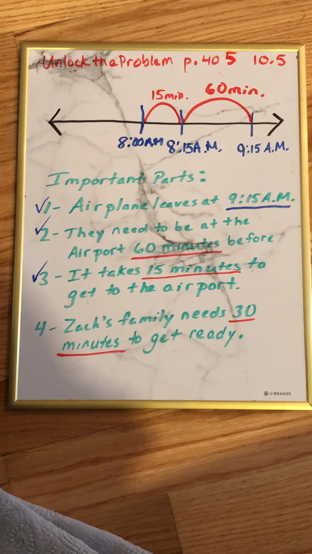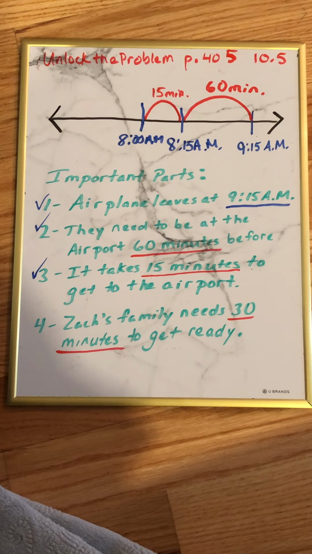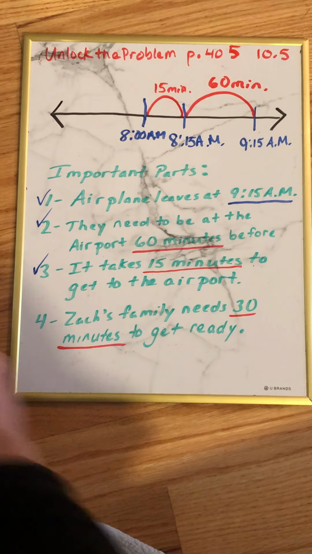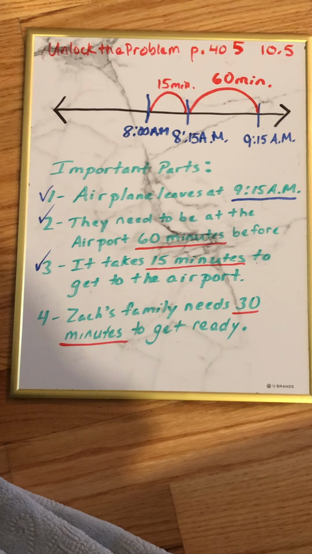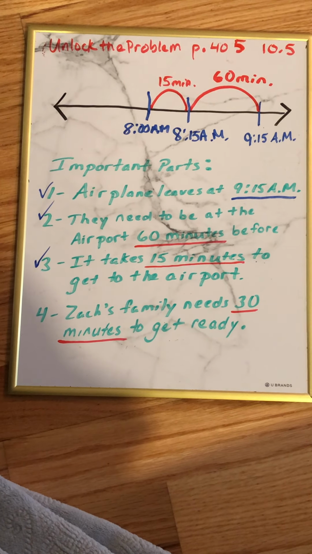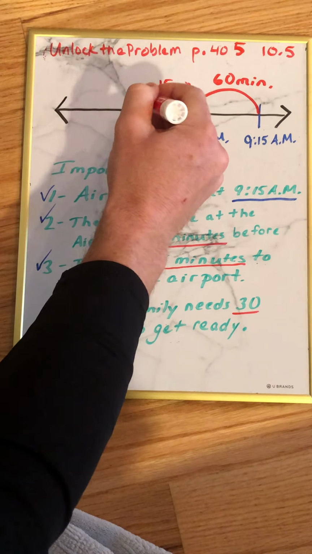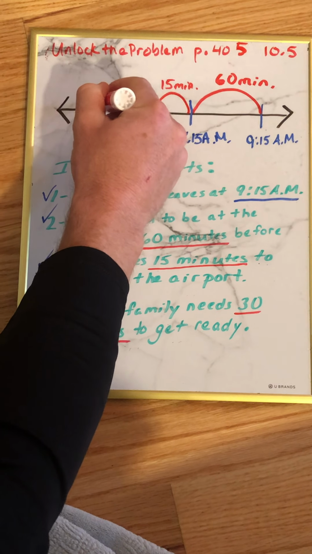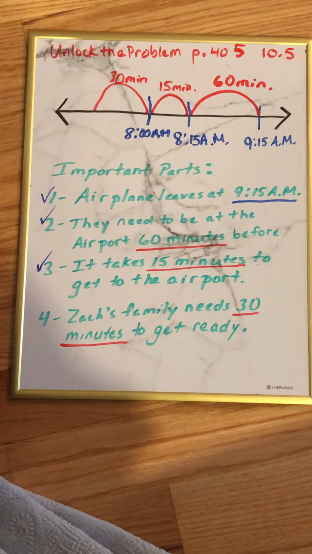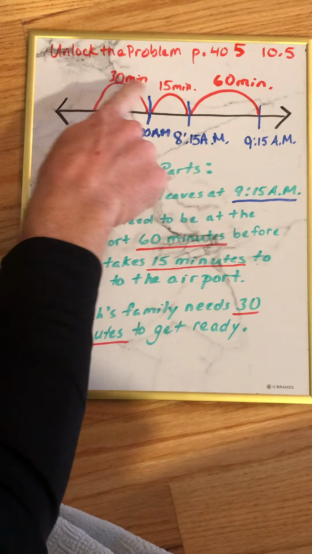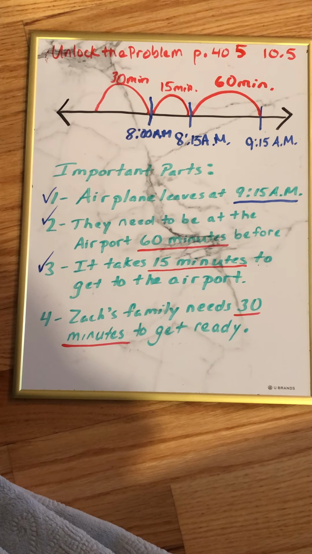We have one more fact to take into consideration before we possibly solve the word problem here. It says Zach's family needs 30 minutes to get ready. So if we are at 8 a.m., now we need to jump back one more time. And how many minutes are we jumping back? We're jumping back 30 minutes, or as some folks would say, a half hour. So if we jump back 30 minutes from 8 a.m., does anybody know what time we would land on?